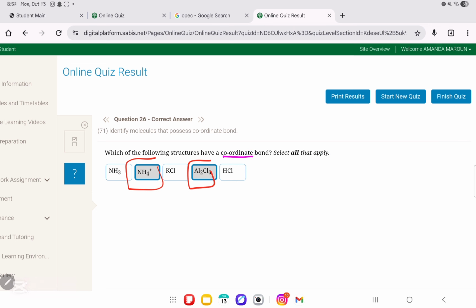The second example, Al2Cl6. We can do that. We can achieve that by drawing 2 structures of AlCl3. So, Al can be electron deficient, right? Cl, on the other hand, cannot. So let's see, Al is in which group?